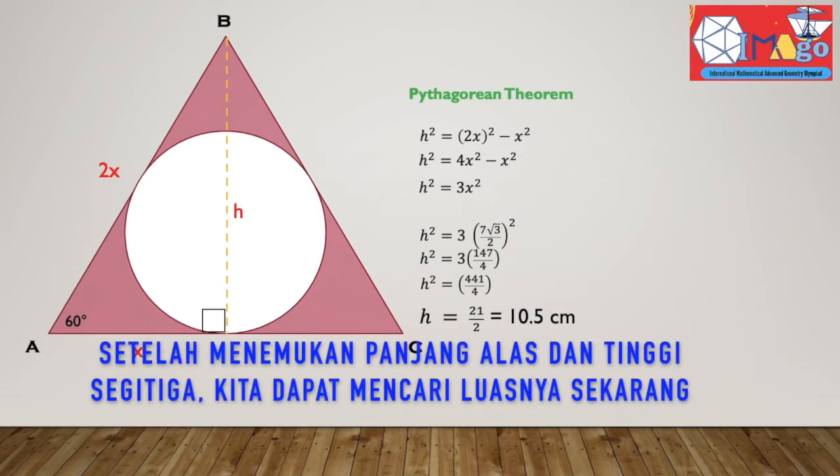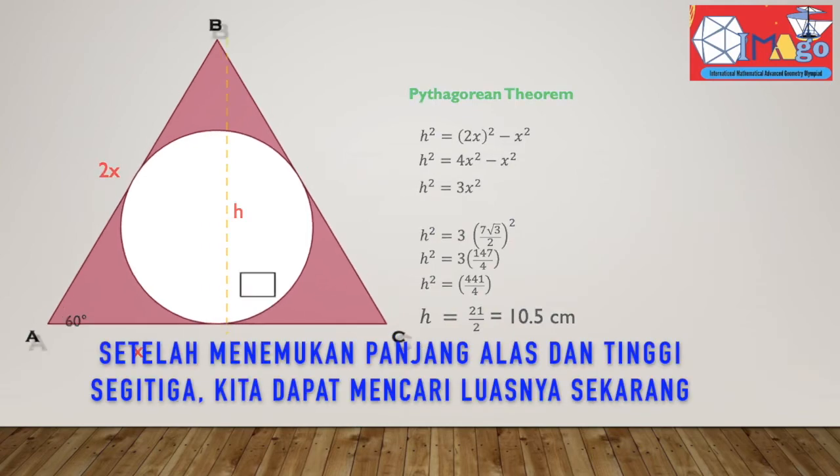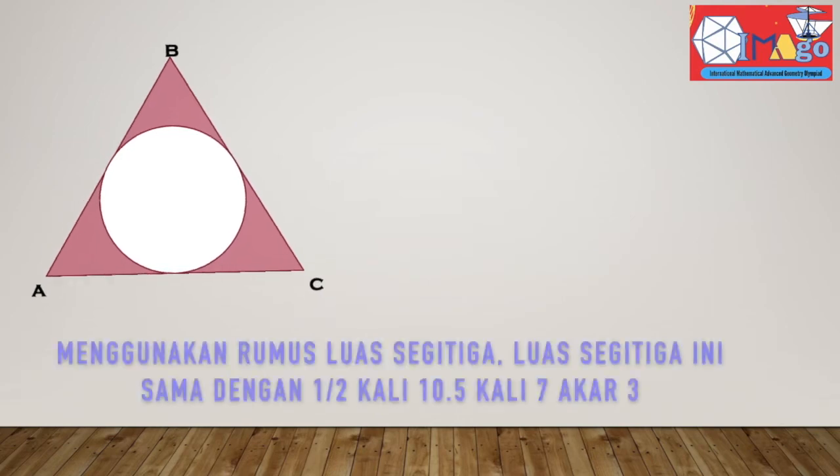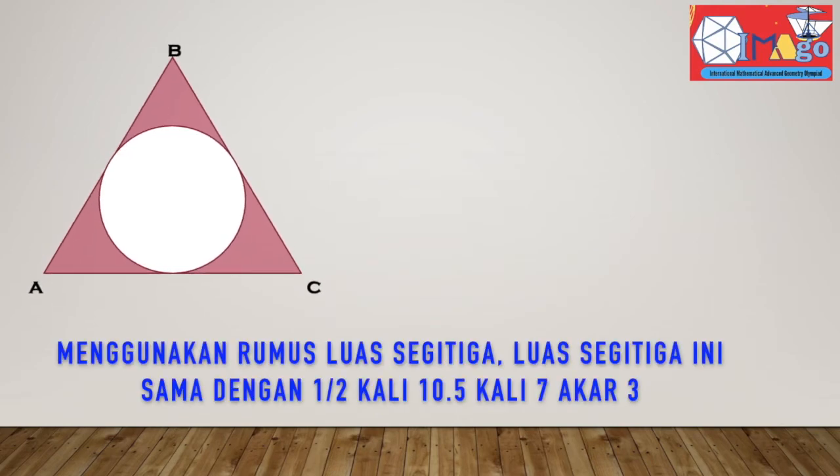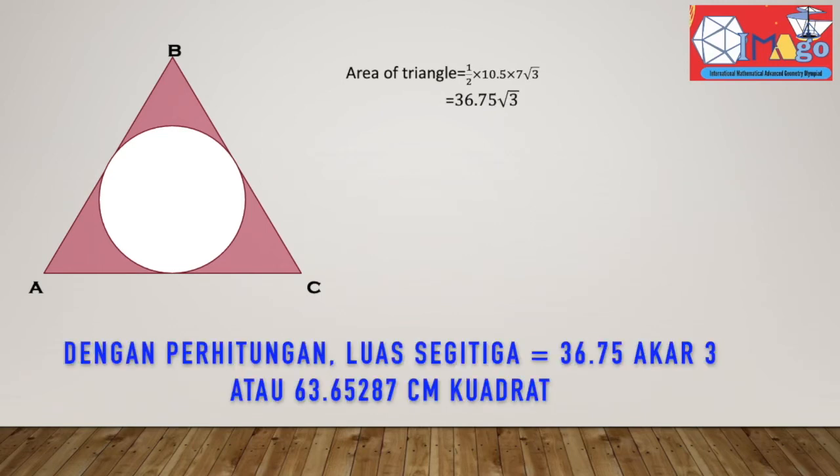After getting the value for the triangle base and the triangle height, we can now calculate its area. Using the formula, we got that the area of this triangle is equivalent to 1 over 2 times 10.5 times 7 root of 3. And by calculation, it is equivalent to 36.75 root of 3 or 63.65287 cm squared.